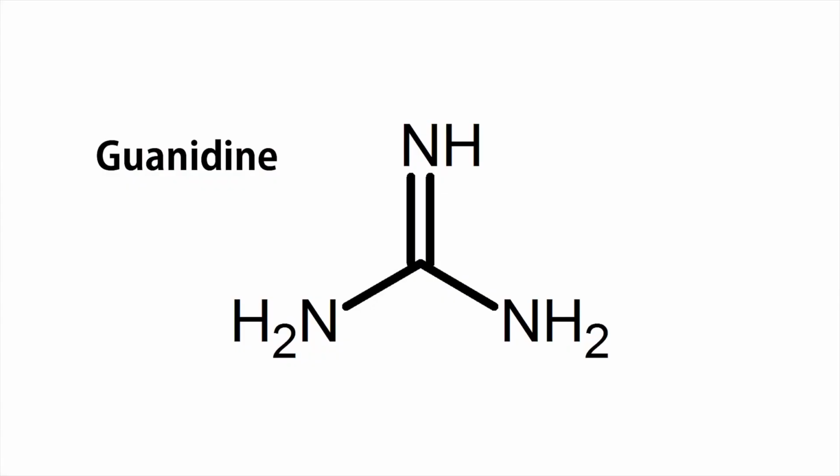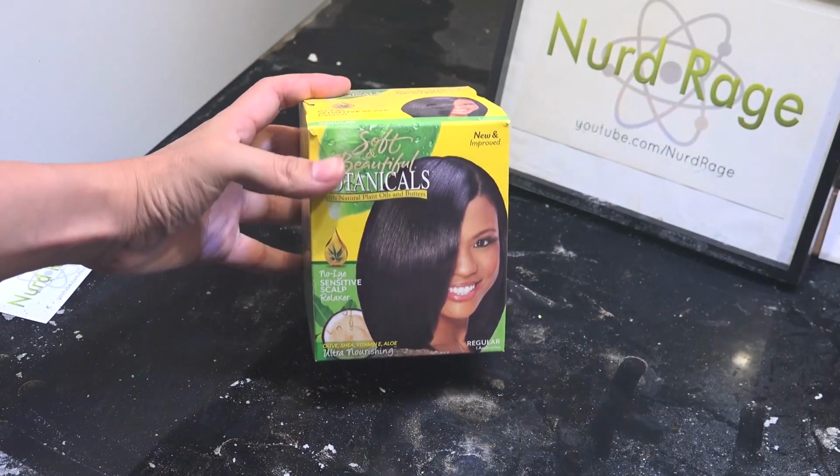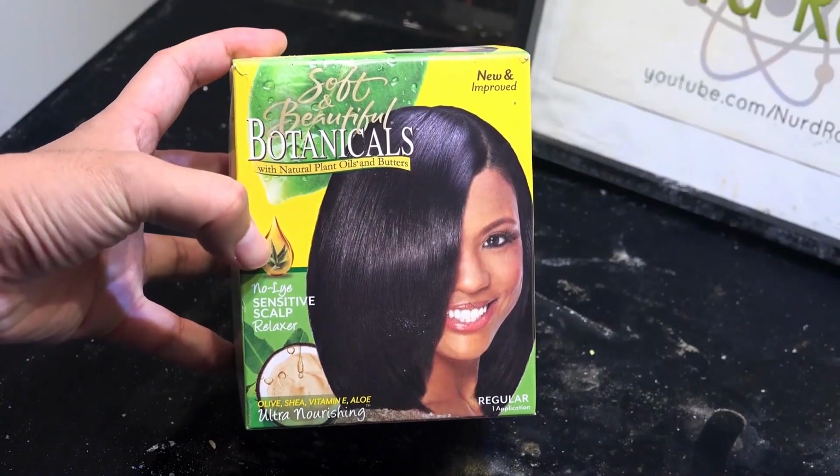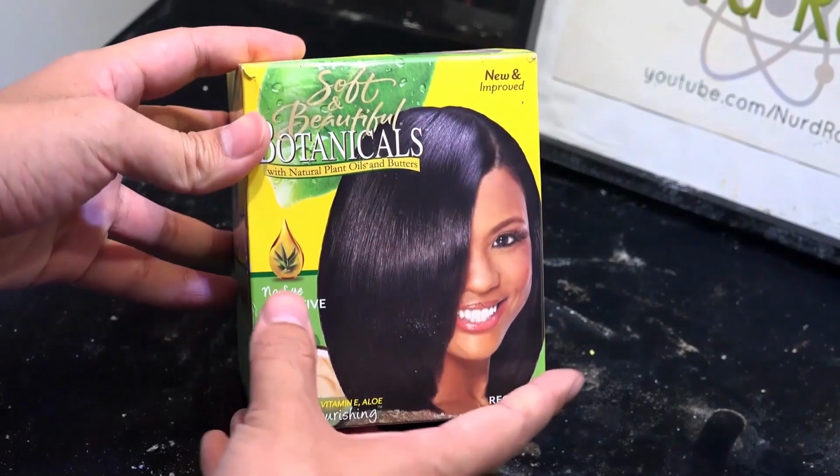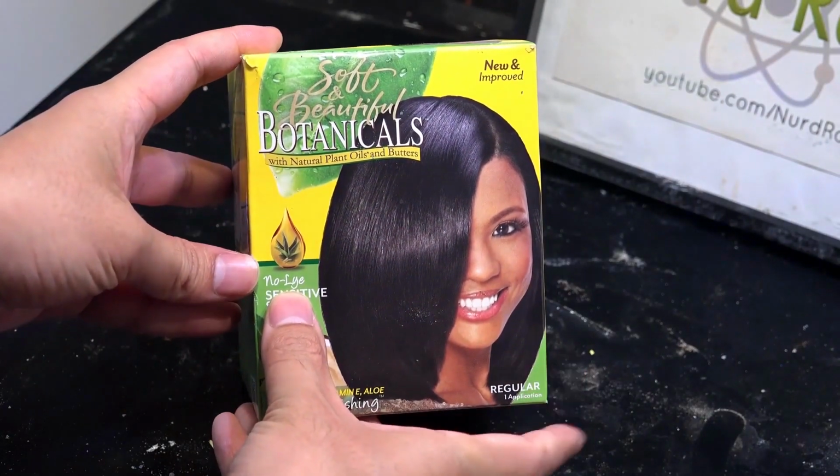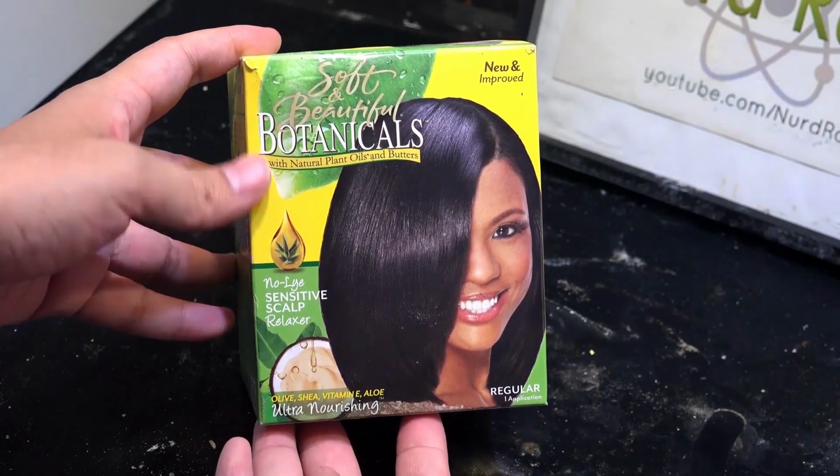I need a source of guanidine for my series on making pyrimethamine. It's actually a component of hair relaxants. Most products use sodium hydroxide as a base, but consumers have asked for alternatives, so this no-lye version uses guanidine instead as a strong base.